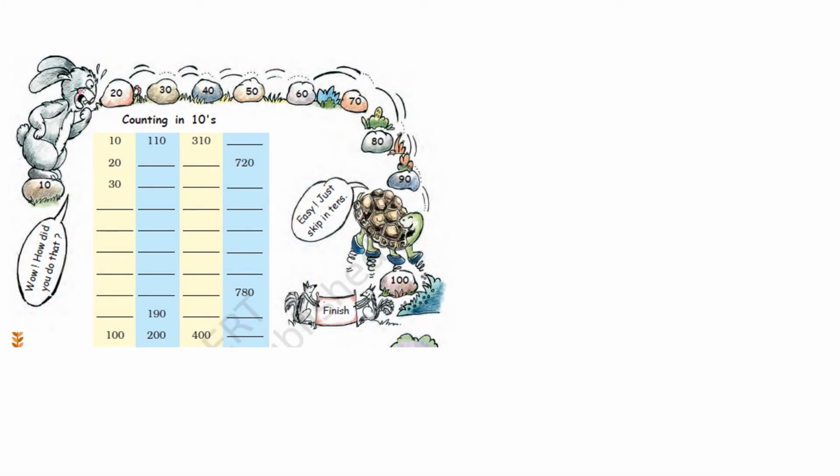Next, we will see how we can count in 10s and 50s. So that means we have to skip by 10 first and then by 50. 10, 20, 30, 40, 50, 60, 70, 80, 90, 100. We are just adding 10 to each number. 110 is given, 120, 130, 140, and so on. 310 is given. We will do the same thing.